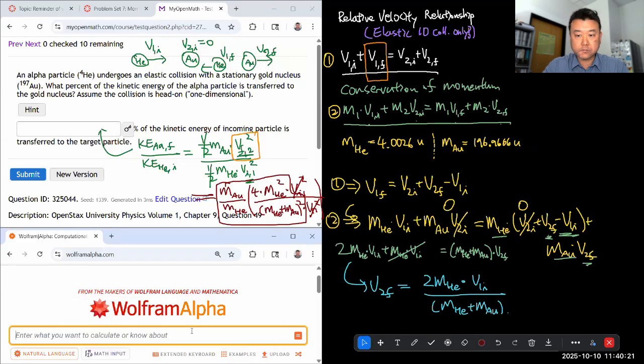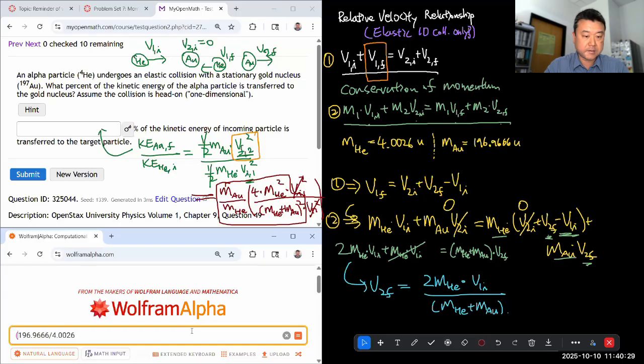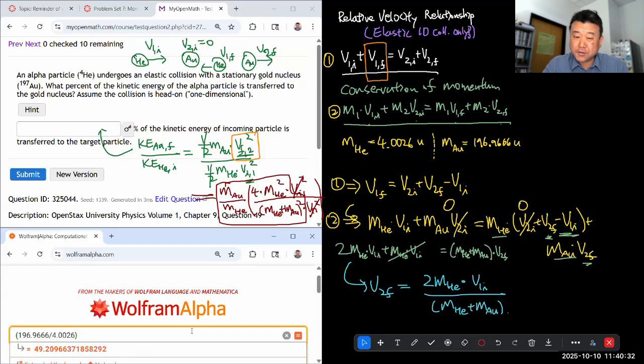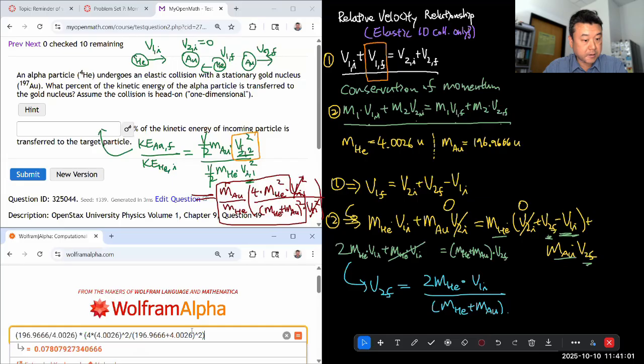So mass of gold, 196.9636, divided by mass of helium, 4.0026. Okay, that's the coefficient up front. I could have done a little bit of simplification with the cancellation, but I only get to cancel one factor of mass of helium, so it didn't seem like a lot of benefit. So 4 times mass of helium, 4.0026 squared, because I chose not to cancel it, divided by the sum of the masses, 196.966 plus 4.0026, and then this thing squared. So that should give me the right answer.